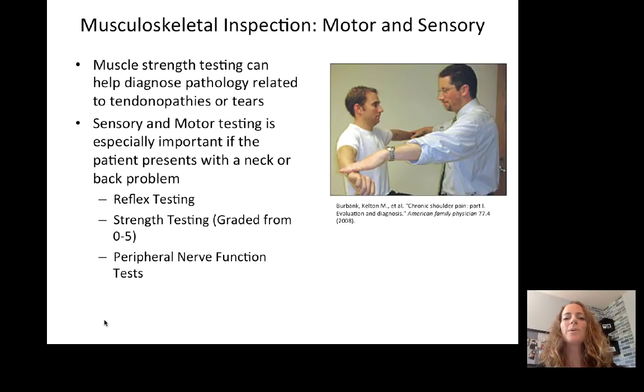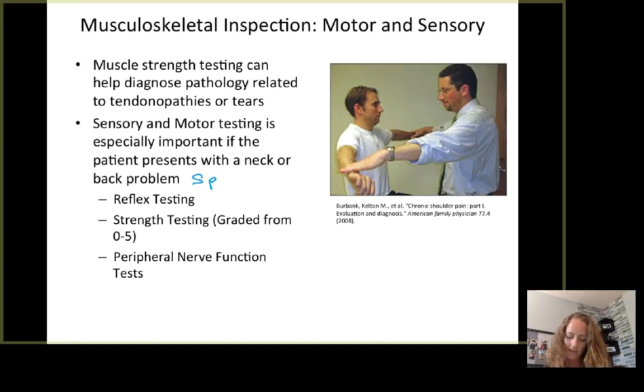You will also do motor and sensory tests. Muscle strength testing can help diagnose pathology related to tendinopathies or tears. If you have a condition in the neck or back, then you might have some spinal pathology, which can affect the function of the nerves. So then you're going to go in and do your sensory and motor testing as well, which can include your reflex testing, strength testing, of course, as part of your motor testing, and peripheral nerve function tests included.